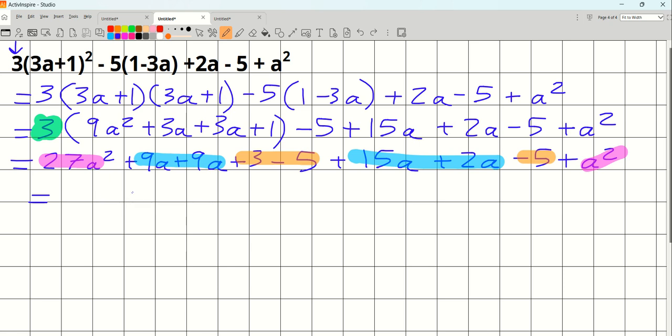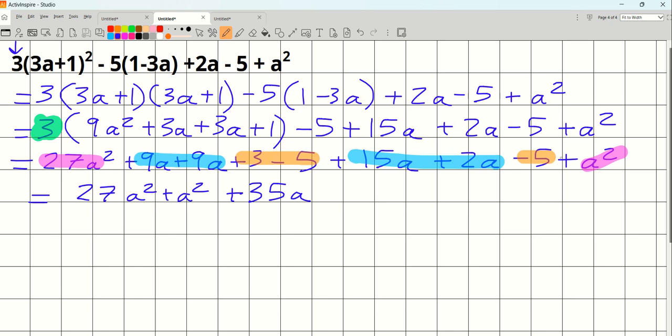This is how much combining like terms simplifies our final situation. This is 27a squared plus a squared. I'm just rewriting it next to it. But I'm going to go ahead and combine my like terms in regards to the blue and orange. 9 plus 9 is an 18. 18 plus 2 is a 20. 20 plus 15 is 35a.